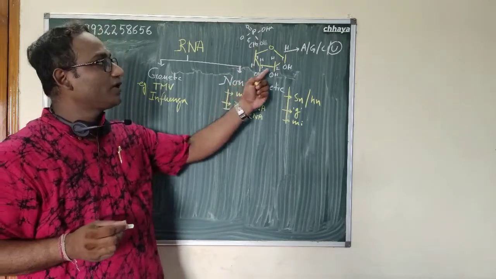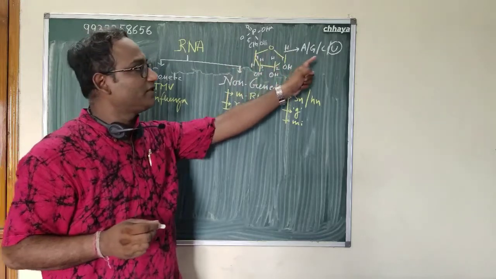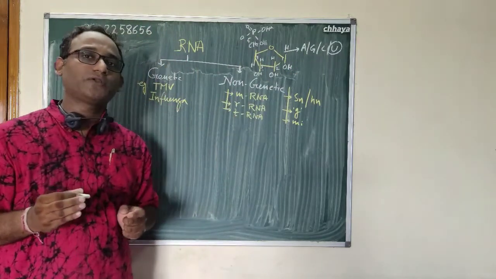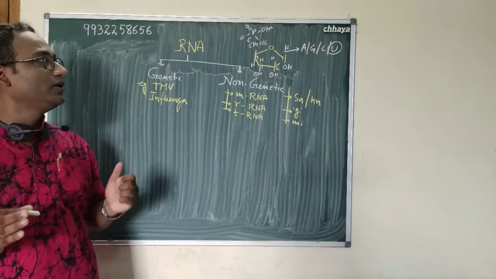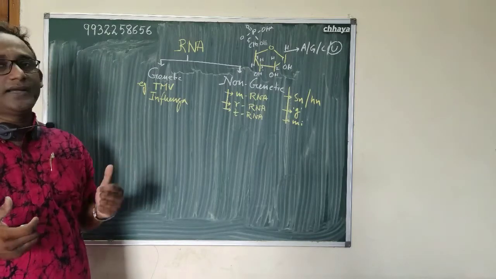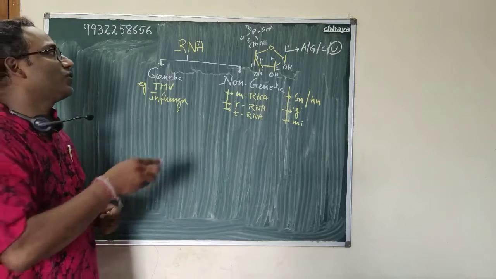So ribose sugar, then the nitrogen bases, where the difference is that there is a U, and then the phosphate. So 1 mole pentose sugar, 1 mole nitrogen base plus 1 mole phosphate equals a mononucleotide, and in that case it will be RNA. And another difference is that RNA is also single stranded.